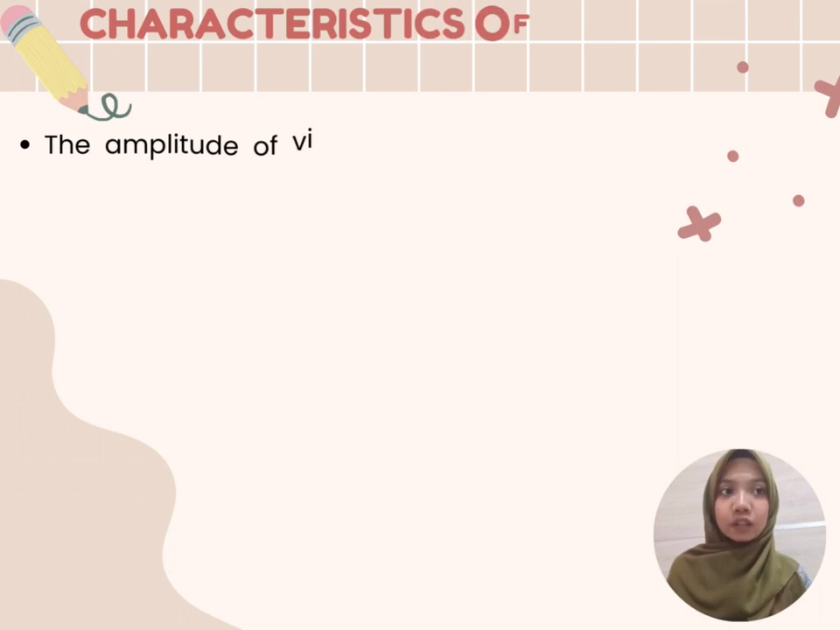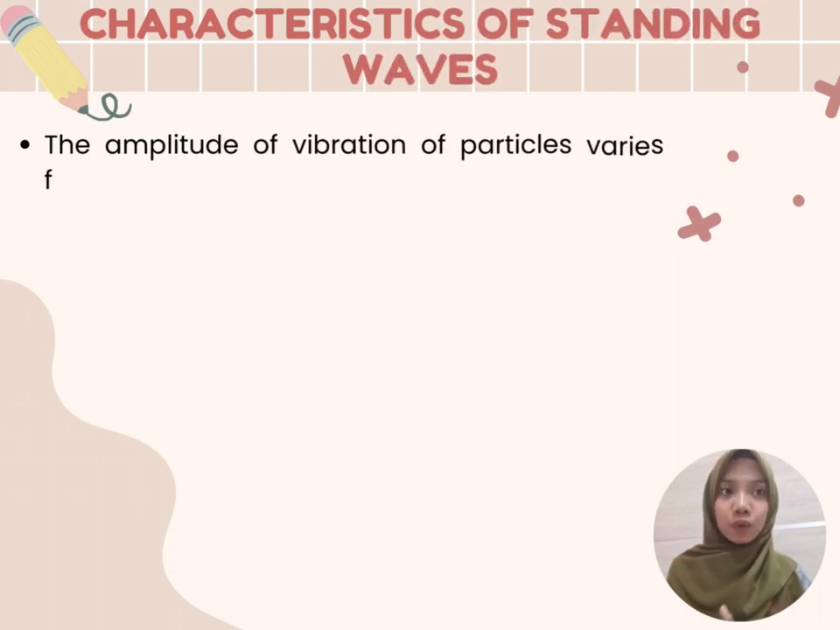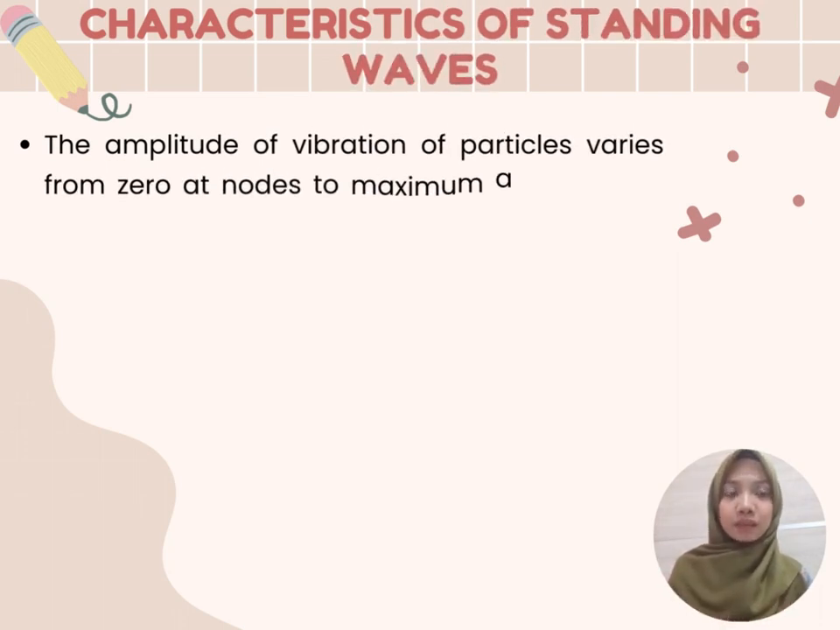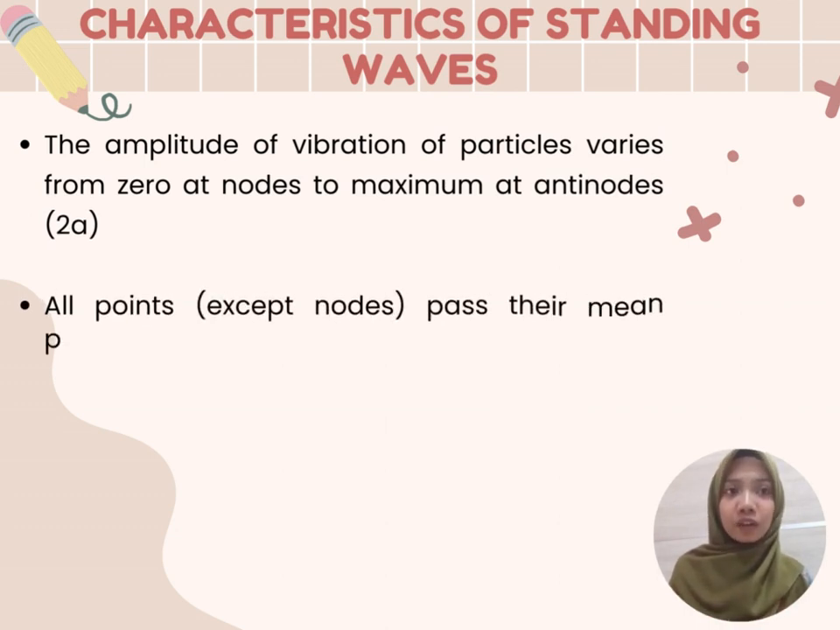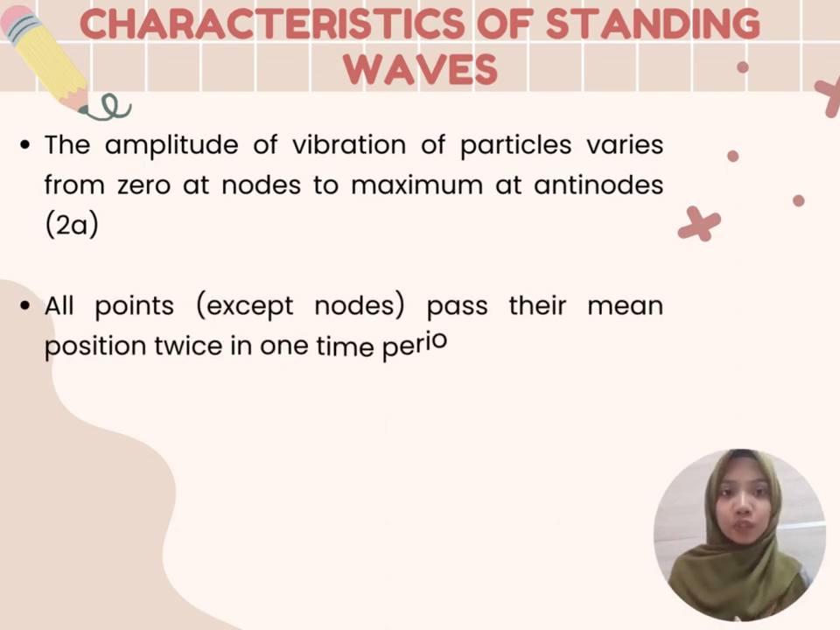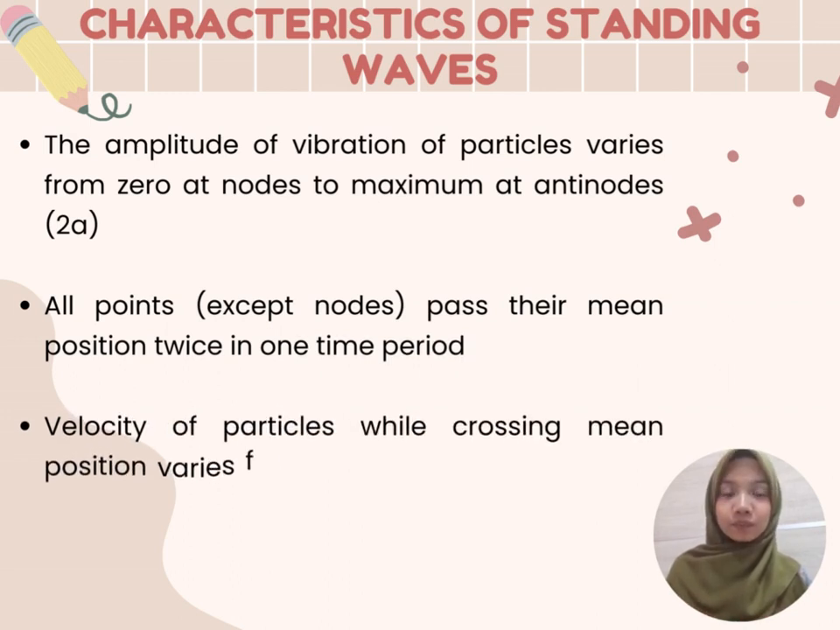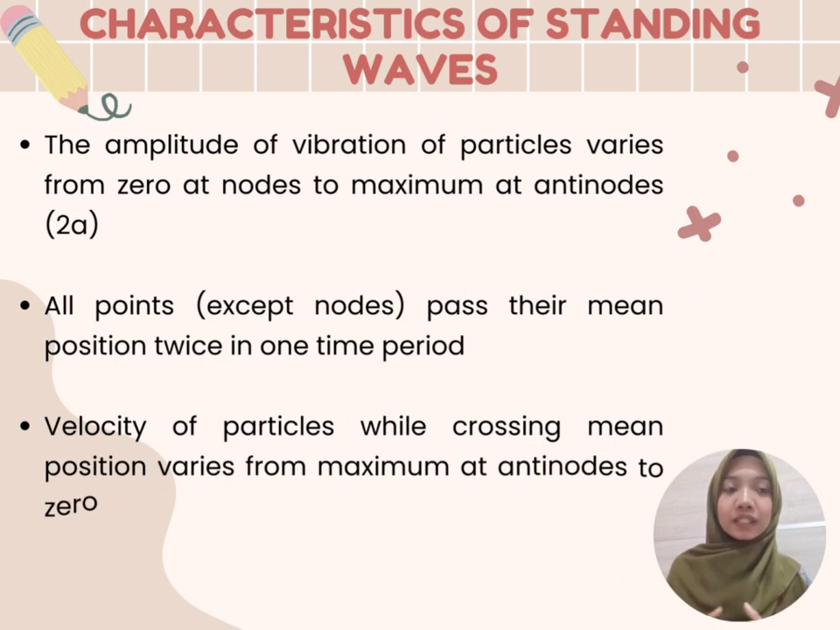time period. Next, the amplitude of vibration of particles varies from 0 at nodes to maximum at antinodes, which is 2A. After that, all points except nodes pass their mean position twice in one time period. And velocity of particles while crossing mean position varies from maximum at antinodes to 0 at nodes in standing wave.